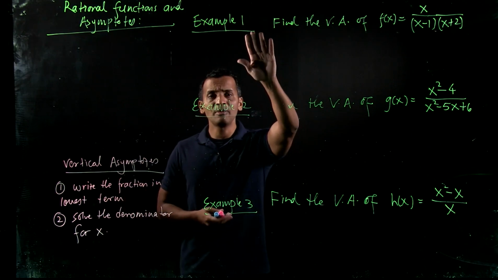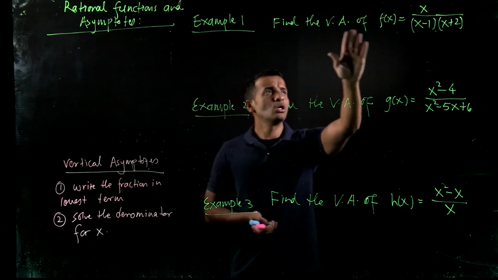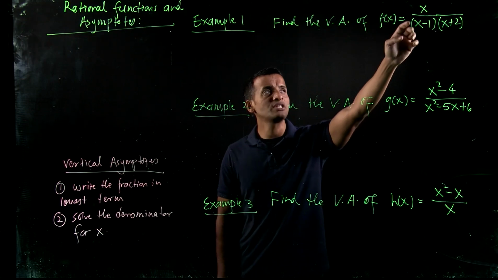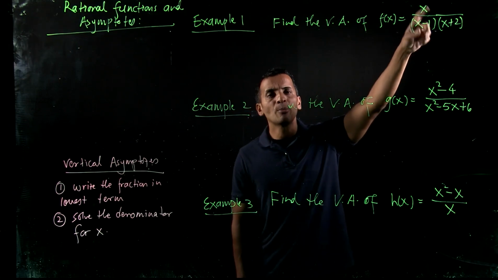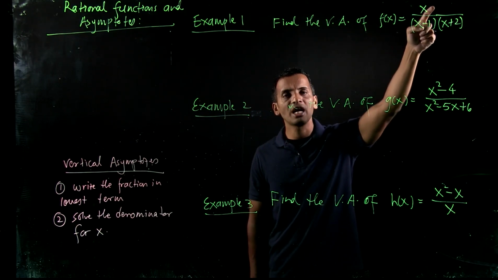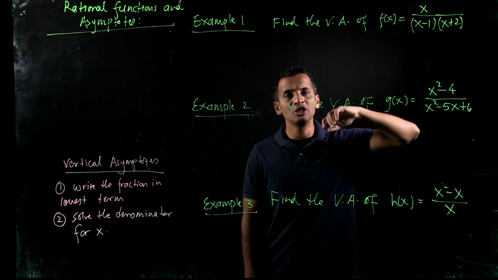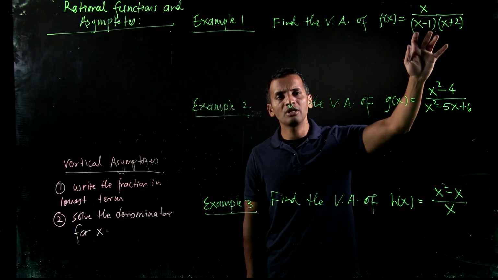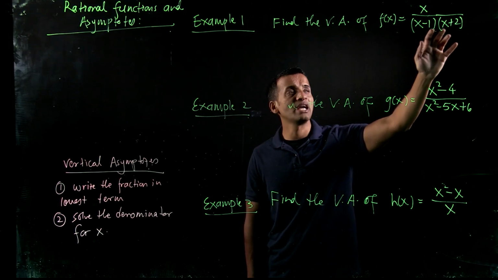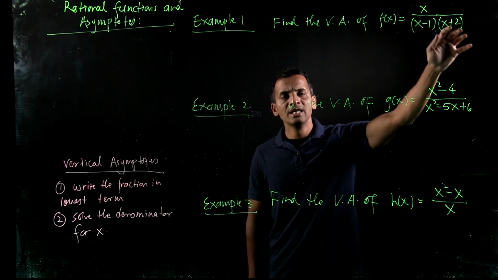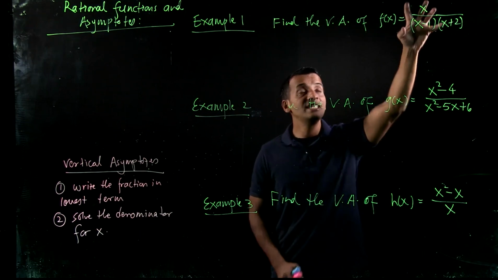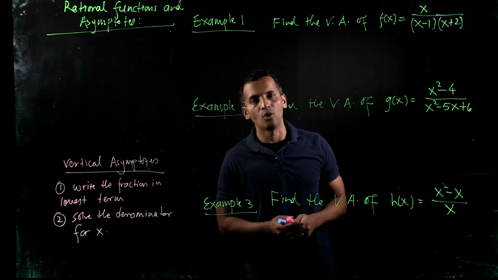Whatever you get after solving the denominator for x, those will be the vertical asymptotes. For an example, to find out the vertical asymptote, first of all, is there any common factor in the numerator and denominator? There is no, right? Because there is just x in the numerator, and in the denominator there are two factors, x minus 1 and x plus 2. Since there is no common factor, this itself is the lowest form.